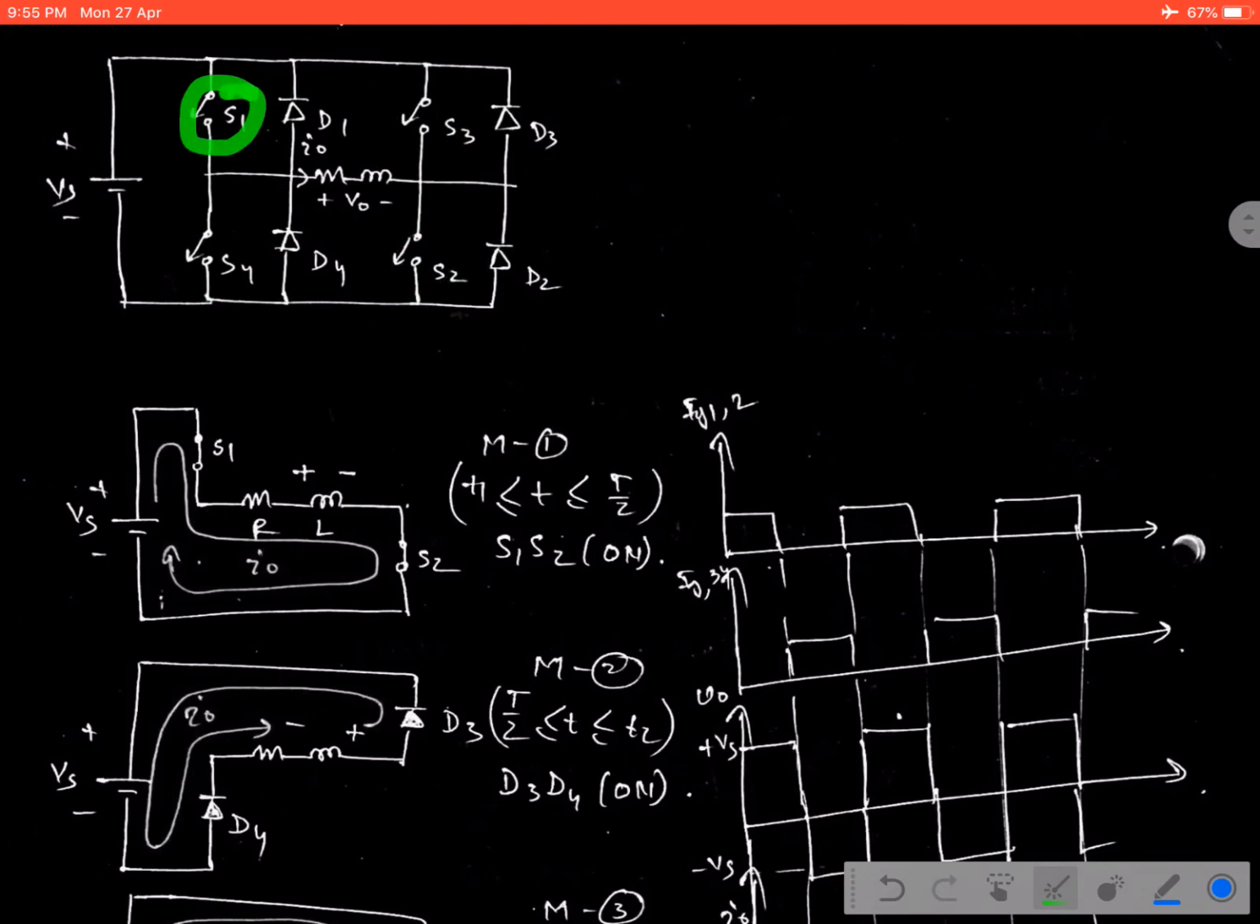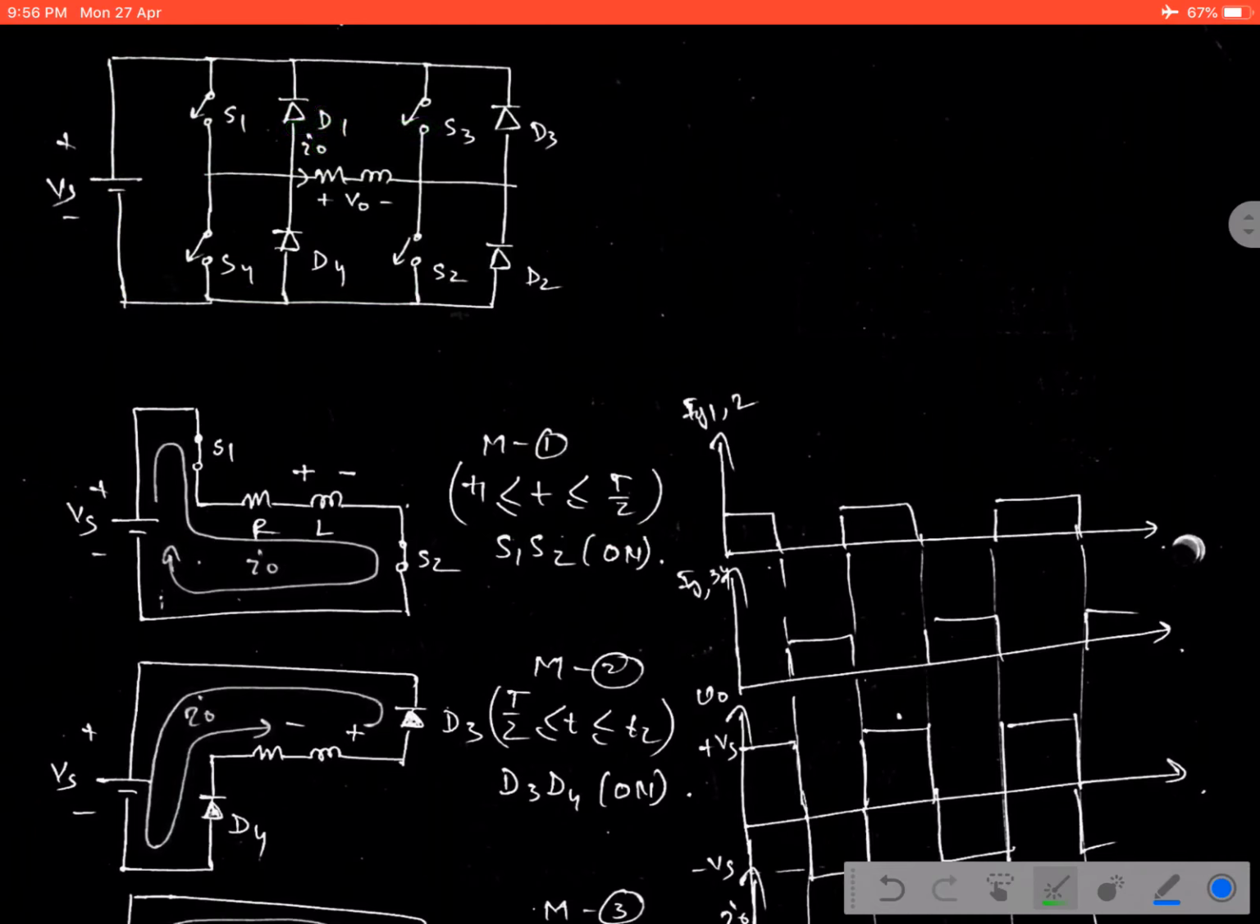Suppose the switches S1 and S2 start conducting during the cycle T1 to T by 2. Then the current starts flowing through this direction and comes back to the supply, right? Then the inductor will charge. This will be positive, this will be negative.